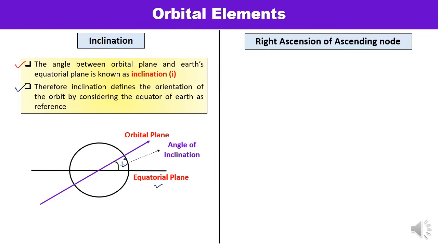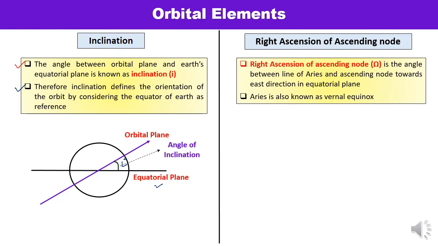The last orbital element, the sixth one, is the right ascension of the ascending node. How to define it? This is also an angle. The right ascension of the ascending node is the angle between the line of Aries and the ascending node towards the east direction in the equatorial plane. Here a term comes, Aries. Aries is known as the vernal equinox. This is how you can explain the right ascension of the ascending node.